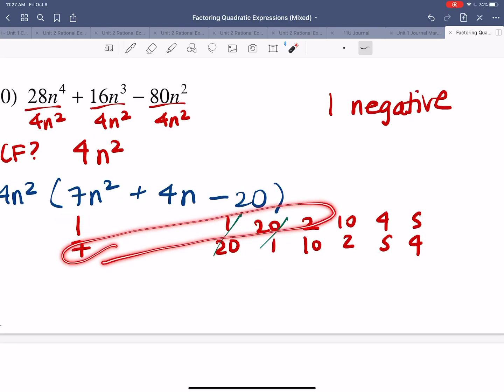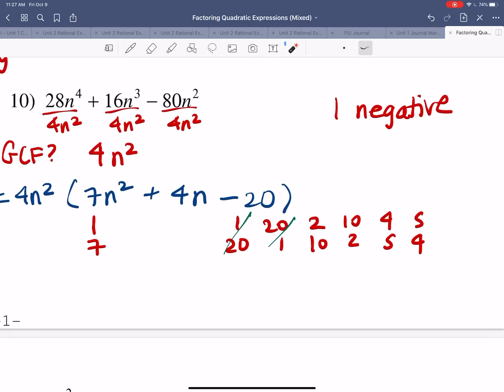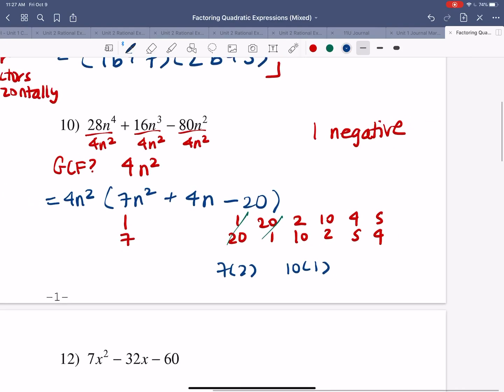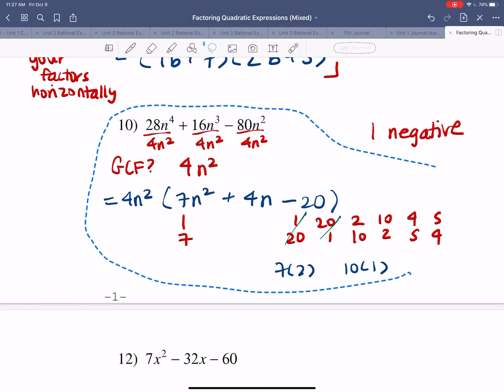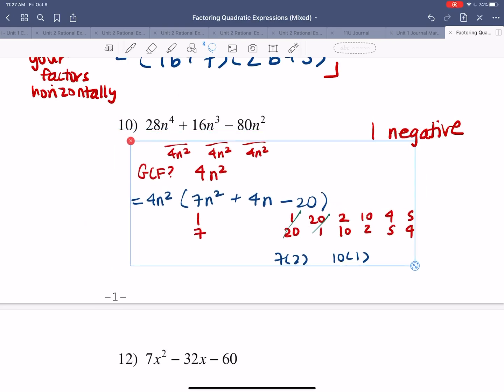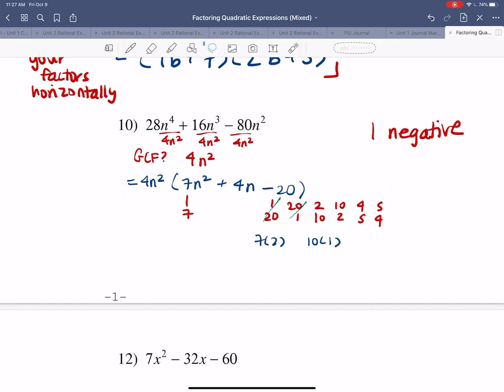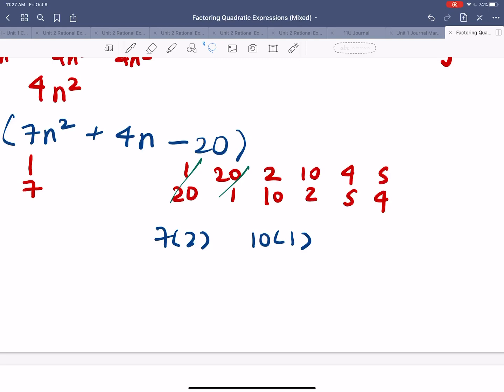So we have 7 and 2 and 1 and 10. That's the crisscross check. So wait a second, we have 7 and 2, and 10 and 1. So I might have been lucky that I listed the numbers correctly. And now I have to determine, where do I put the negative? Because I want a positive 4 and not a negative 4. So that means I want the minus to be there, so that this equals 14 minus 10, which equals 4, because this is what I actually wanted. I wanted the 4 for the middle number.